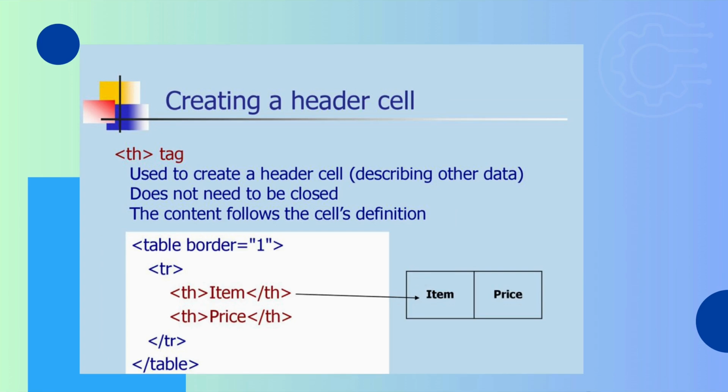Now we'll be creating a header cell. The TH tag is used to create a header cell describing the other data. This does not need to be closed. The content follows the cell's definition. So let us see the example, how it can be written. Table space border is equal to 1 in double quotes, starting with the tr, and in the first th we have placed item and in the second th we have placed price, closing the tr and the table tags. For this example, the result shows like this. Here we have the item as well as the price.